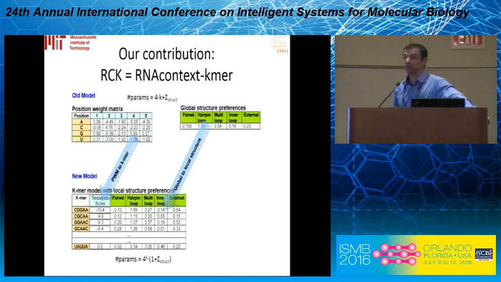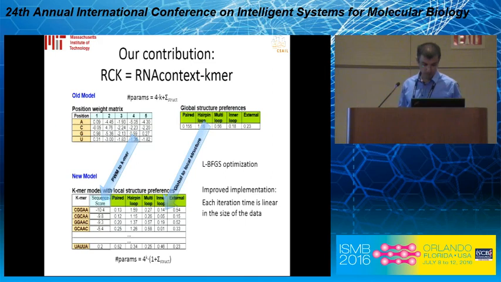For the structure preferences, instead of having global structure preferences, now we are going to have different structure preferences for each of the kmers. So going from a linear number of parameters, now we are in an exponential number of parameters. We again use the LBFGS algorithm to perform optimization and learn the parameters, but we needed to improve the implementation because in the original implementation of the RNA context algorithm, the running time of each iteration was the size of the data times the number of parameters.